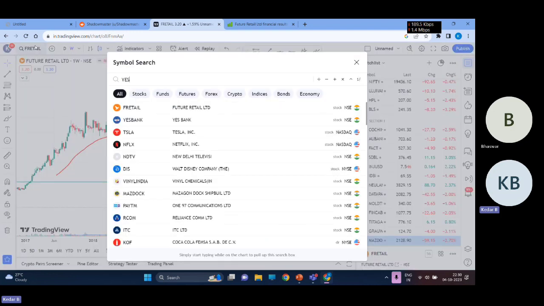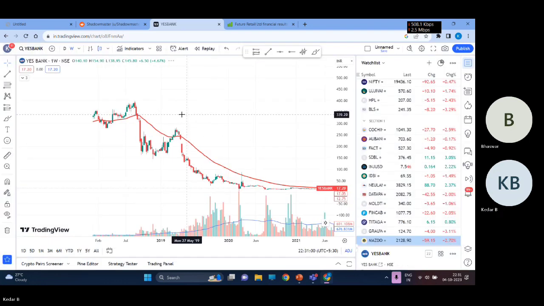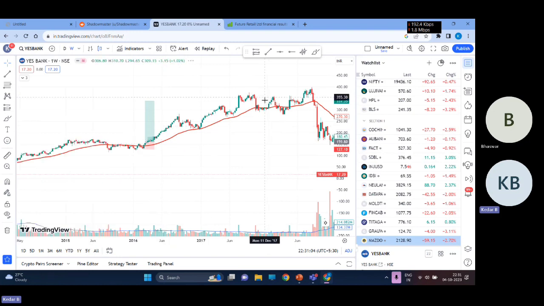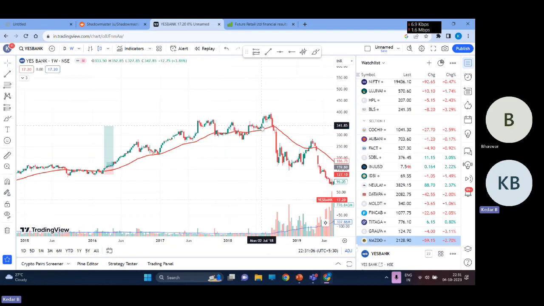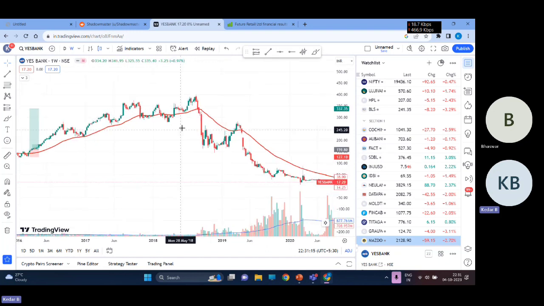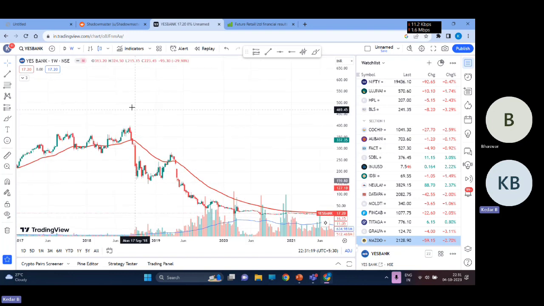You can see even this one, Yes Bank. Where did the crash happen? The stock was good as long as it was above its 200-day moving average. What happened when it went below its 200-day moving average? Here is where you get out. Here is where you don't even touch the stock, because every crash happens below its 200-day moving average.